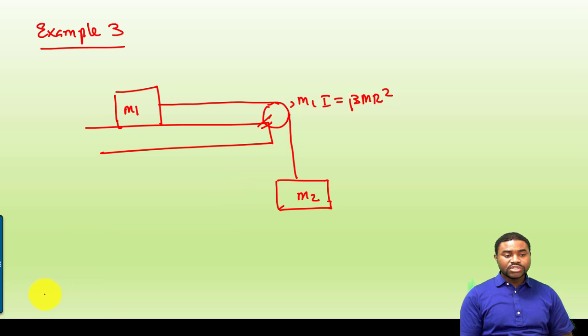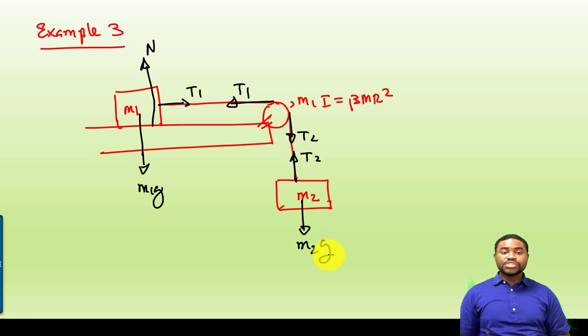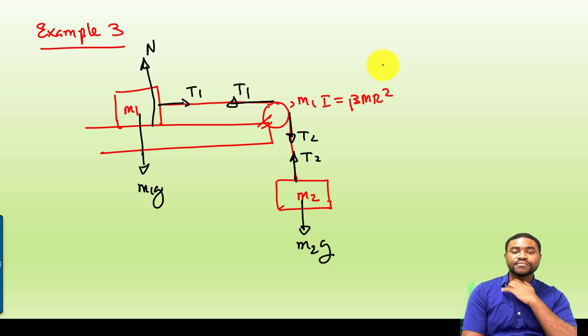To start first, we need to draw a free body diagram. We are assuming that all surfaces are smooth. This is M1G. That is N. This is T1, T1, T2, T2. This is M2G. We will consider the direction of motion to be positive.